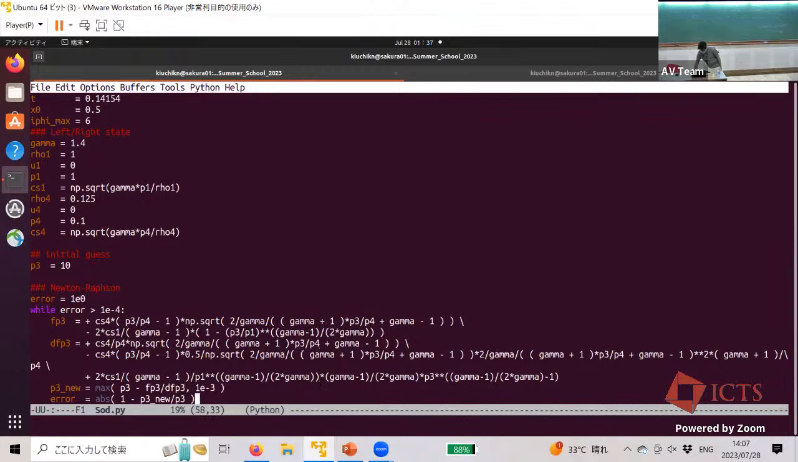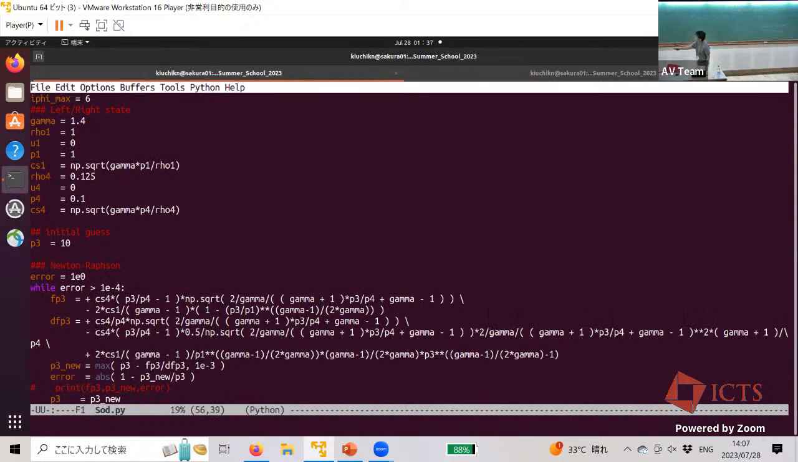This is just the expression for F'(P3). Then by using the current value of P3, F(P3) itself and dF/dP3, you can guess the new value for P3. Because P3 should be a positive value, since this is the pressure, I just put a lower limit, like 10 to the minus 3, in these equations, because this doesn't ensure the positivity of the pressure. I also estimated the error by comparing the old value of P3 and the new value of P3. If the error is small enough, you exit this loop.